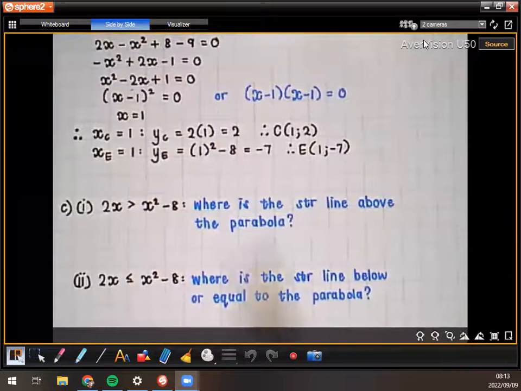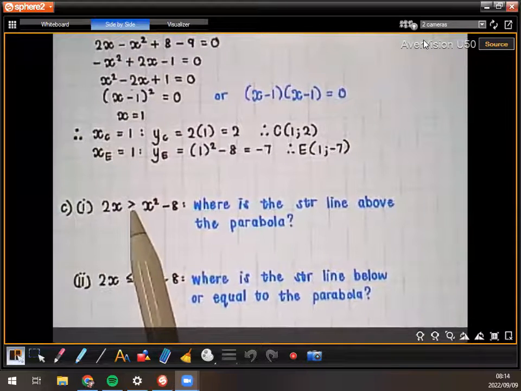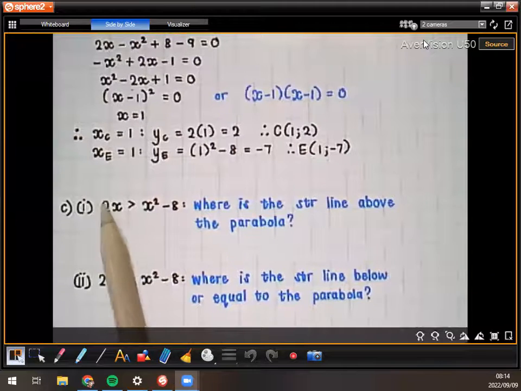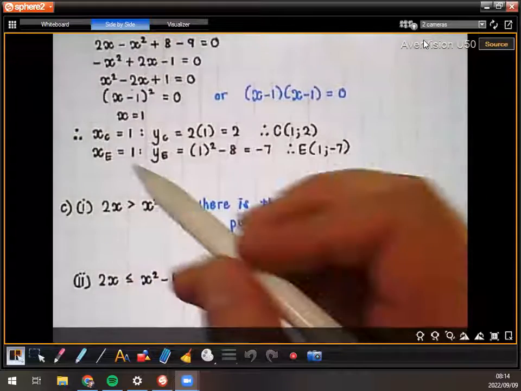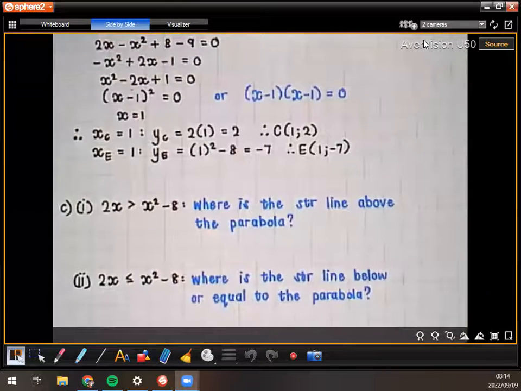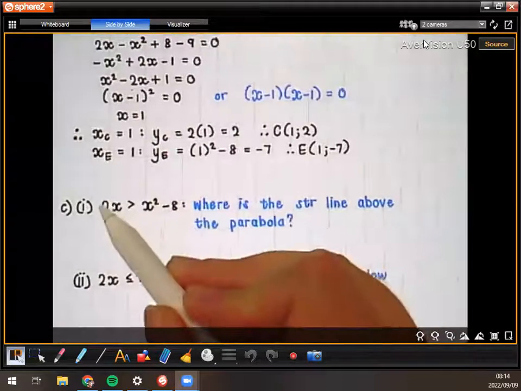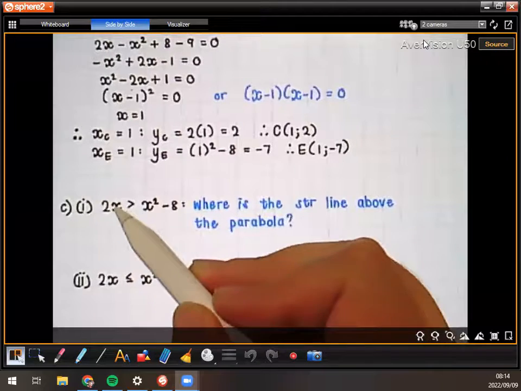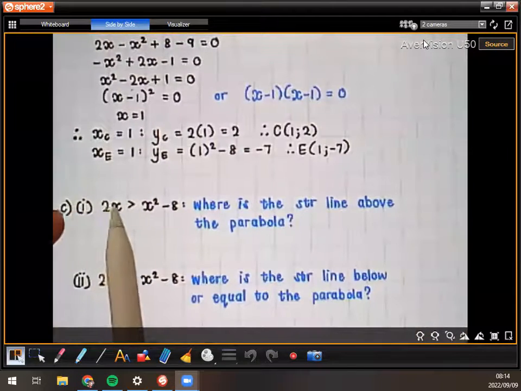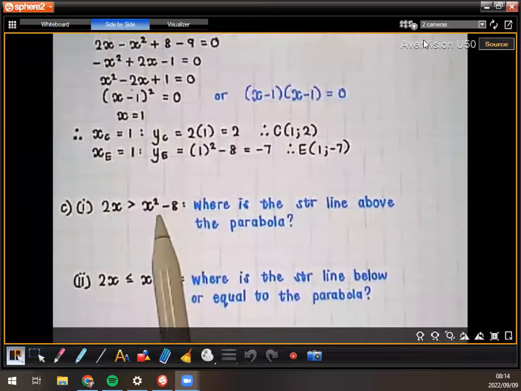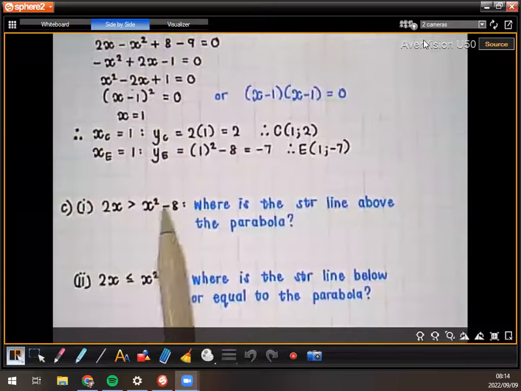We're saying, where is 2x greater than x squared minus 8? Now, guys, 2x is the equation of the straight line, right? And x squared minus 8 is the equation of the parabola. But what do these equations represent? Which kinds of values? 2x was equal to y. So this is an expression for any y value on the straight line. This is an expression for any y value on the parabola.